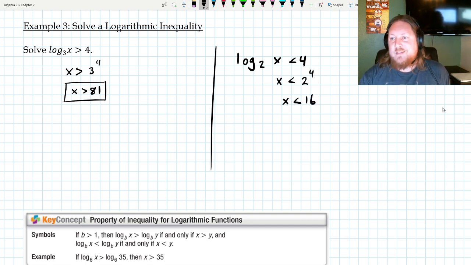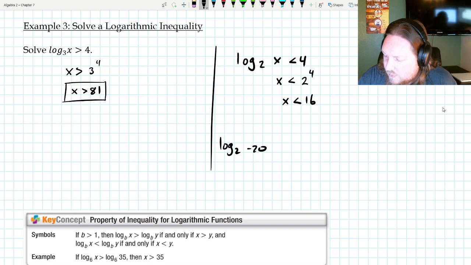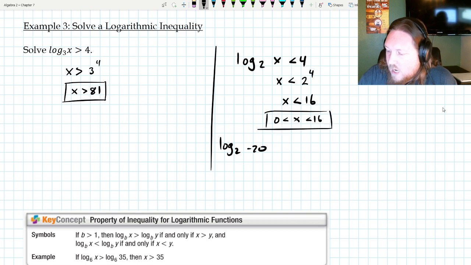The problem is negative 20 is less than 16, but log base 2 of negative 20 is not a valid input. So I have to make sure that I add in that 0 is less than x is less than 16. If I don't throw in that 0 is less than x, then I've got myself a problem because the input is going to be allowed to be negative, which is not valid for logarithms. So pay attention for that.